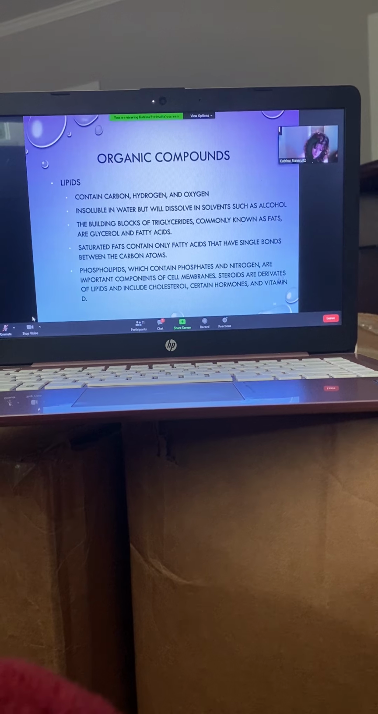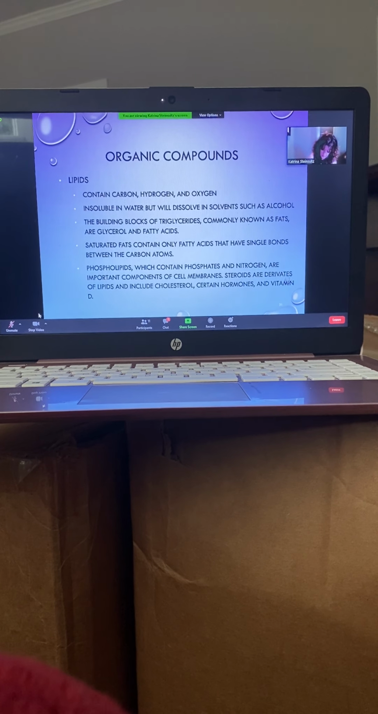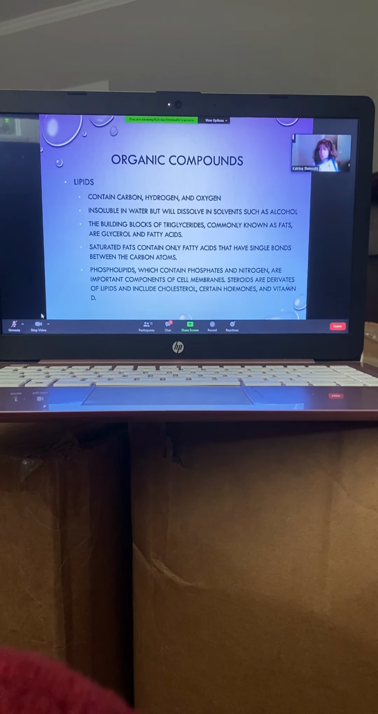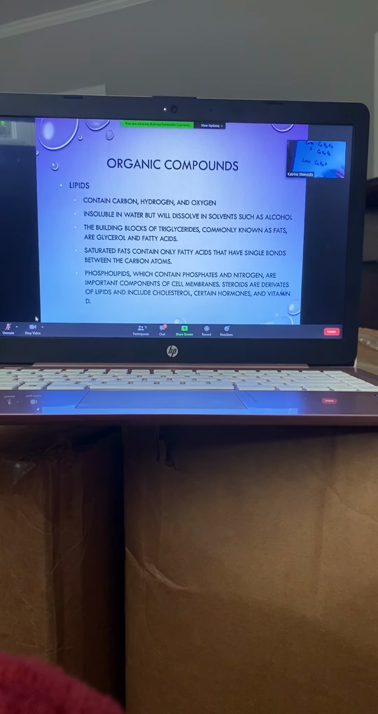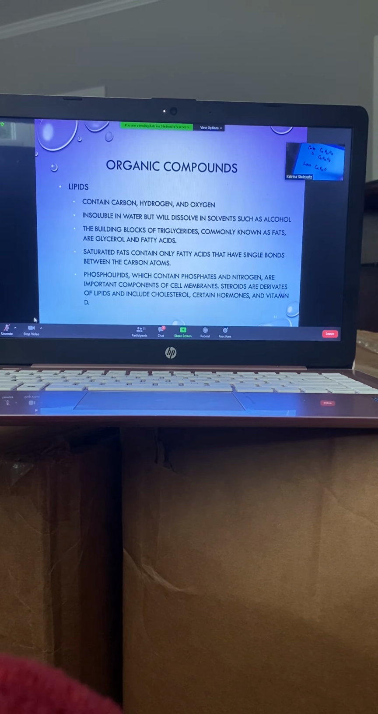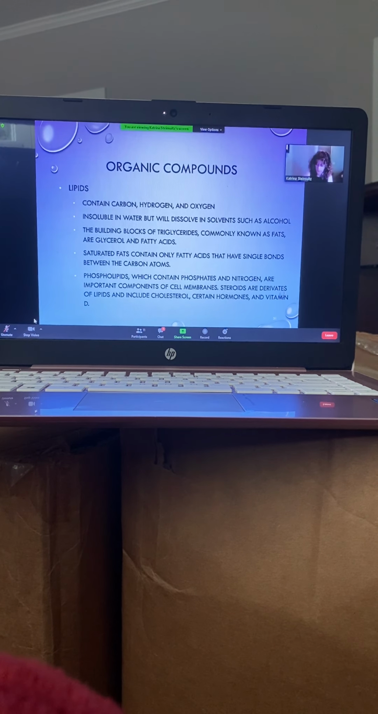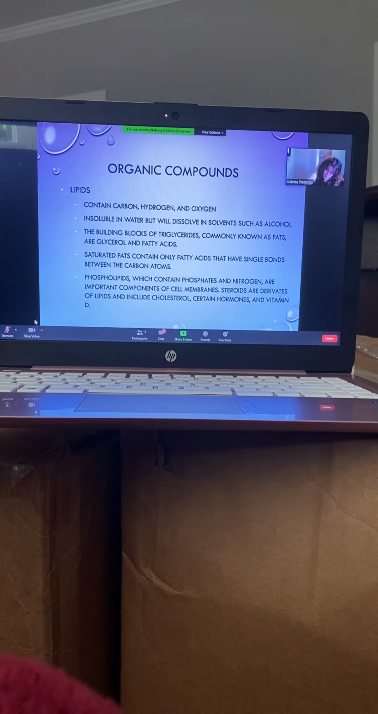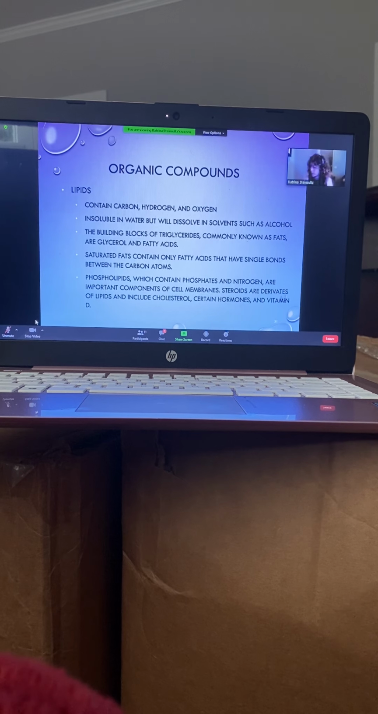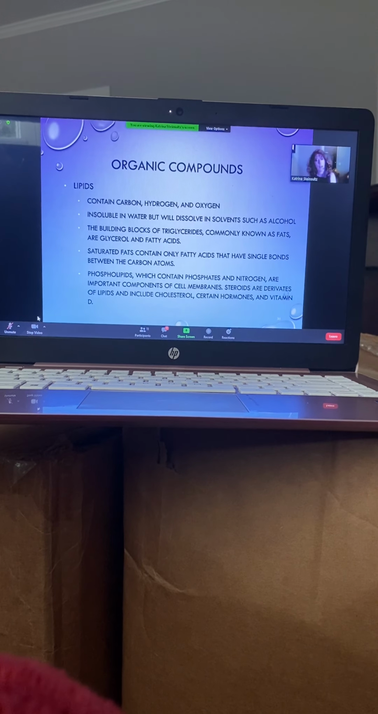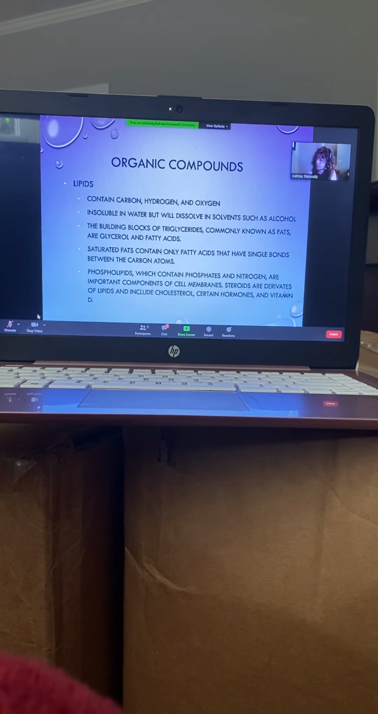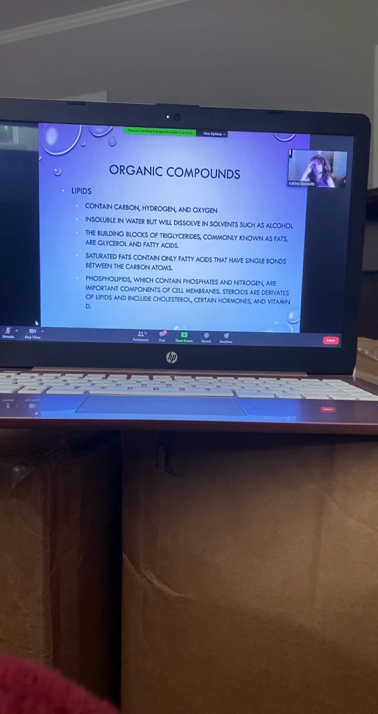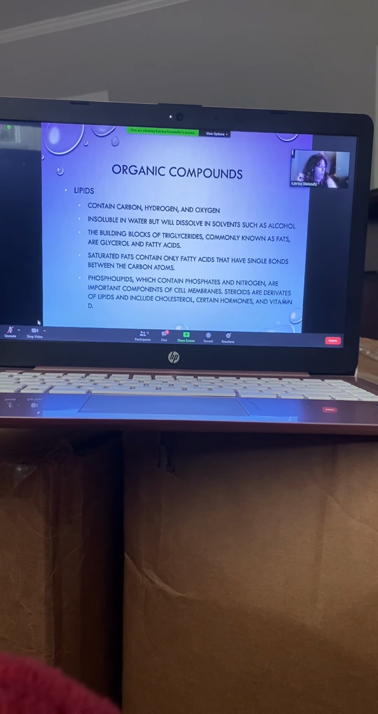Whereas lipids, I know they have C and H, I think it's 2N, but the O is different. There's much less oxygen in lipids than there is in carbs. So it's kind of similar if you look at it from an atomic standpoint, but just not having that oxygen makes them have very different properties. So they don't dissolve in water, but they will dissolve in alcohol.